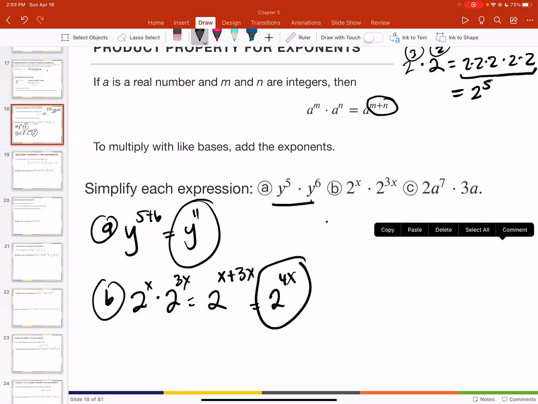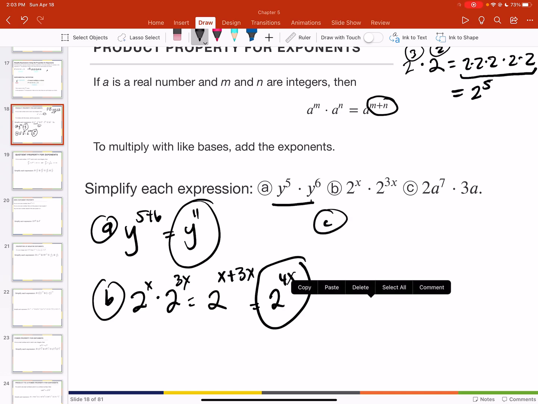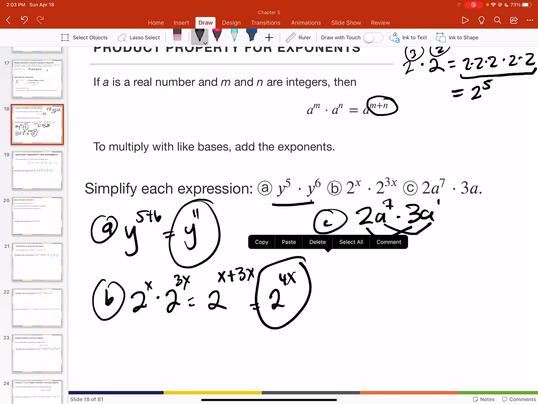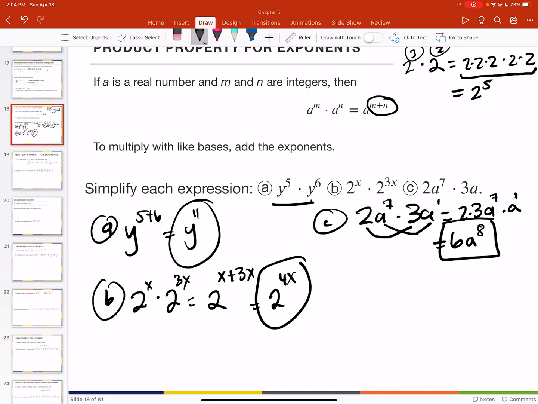C, if you have 2a to the 7th power times 3a. Now, by commutative property, I can multiply these two together and then these two together. In other words, I can rewrite this thing, but you don't have to rewrite it every time. I'll do it this one time just to show you. This is commutative property happening, but we can kind of just do that in our heads anyway, right? So 2 times 3 is 6. A to the 7th times a is a to the 8th power, okay? So that's the multiplication property.